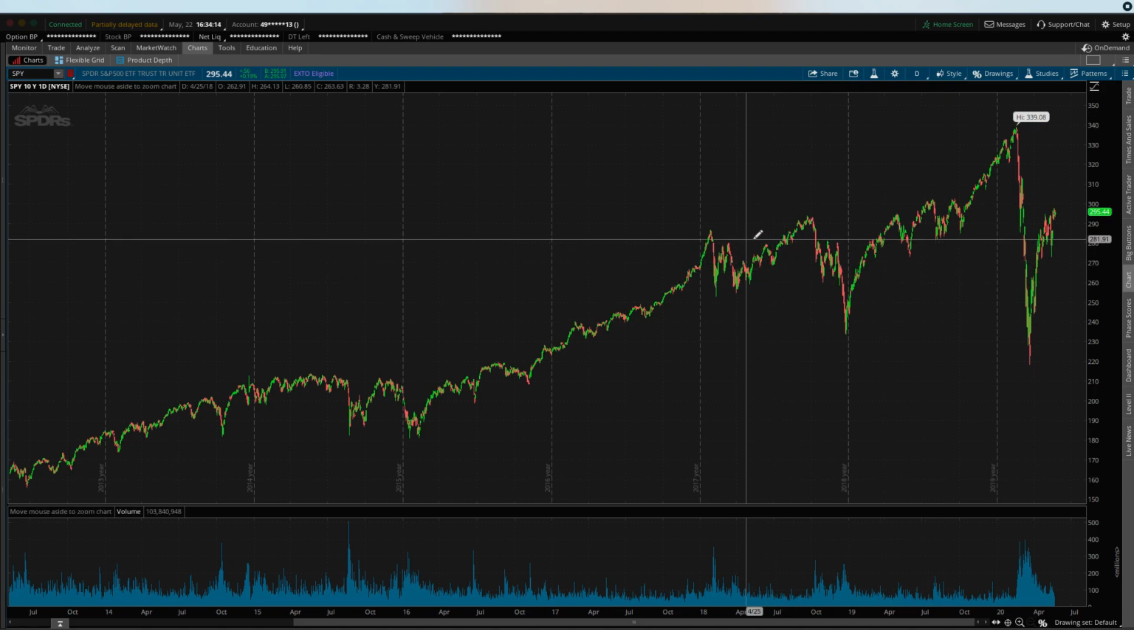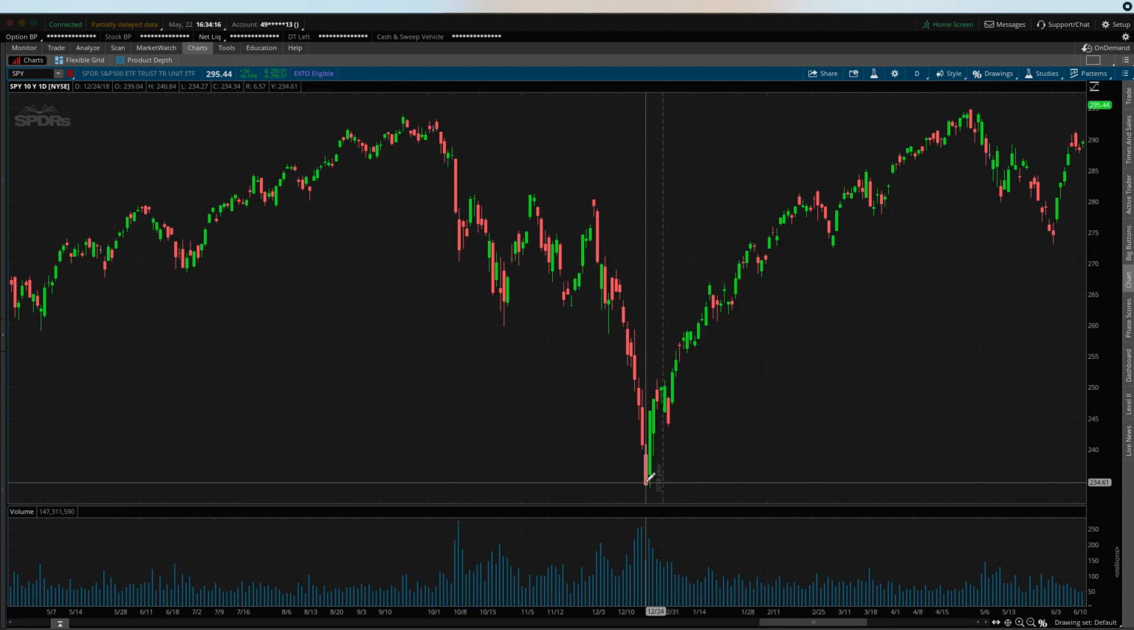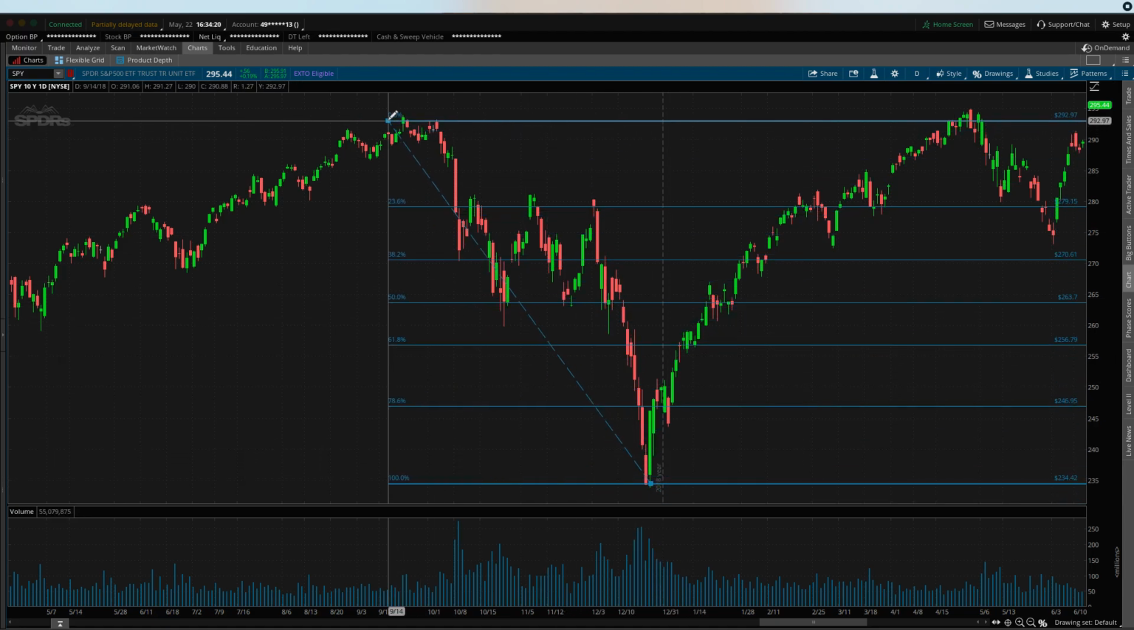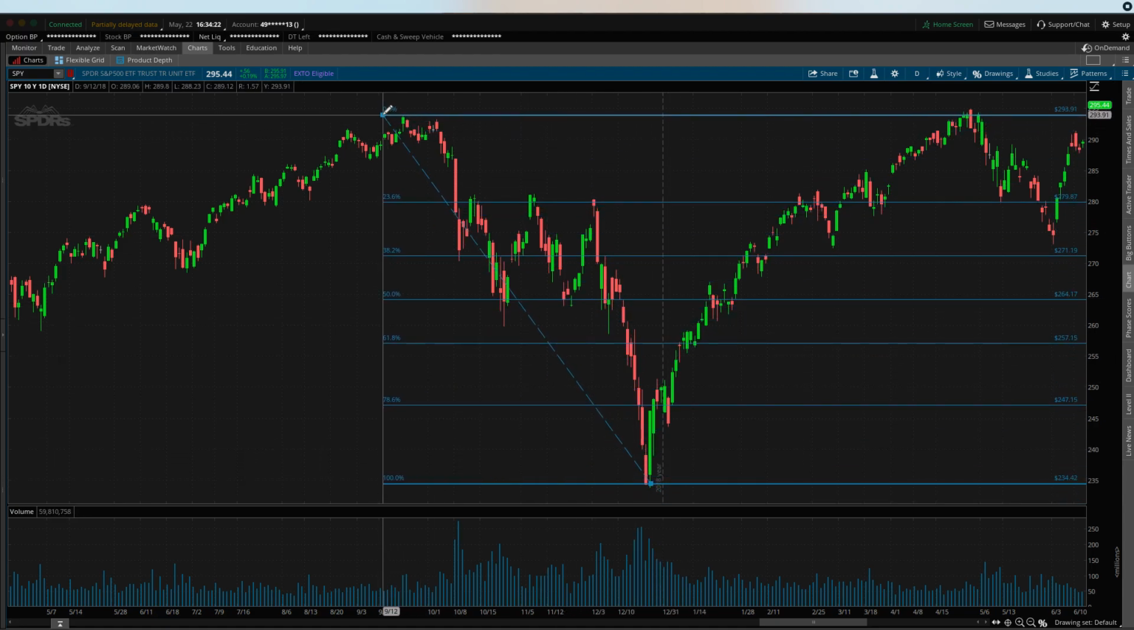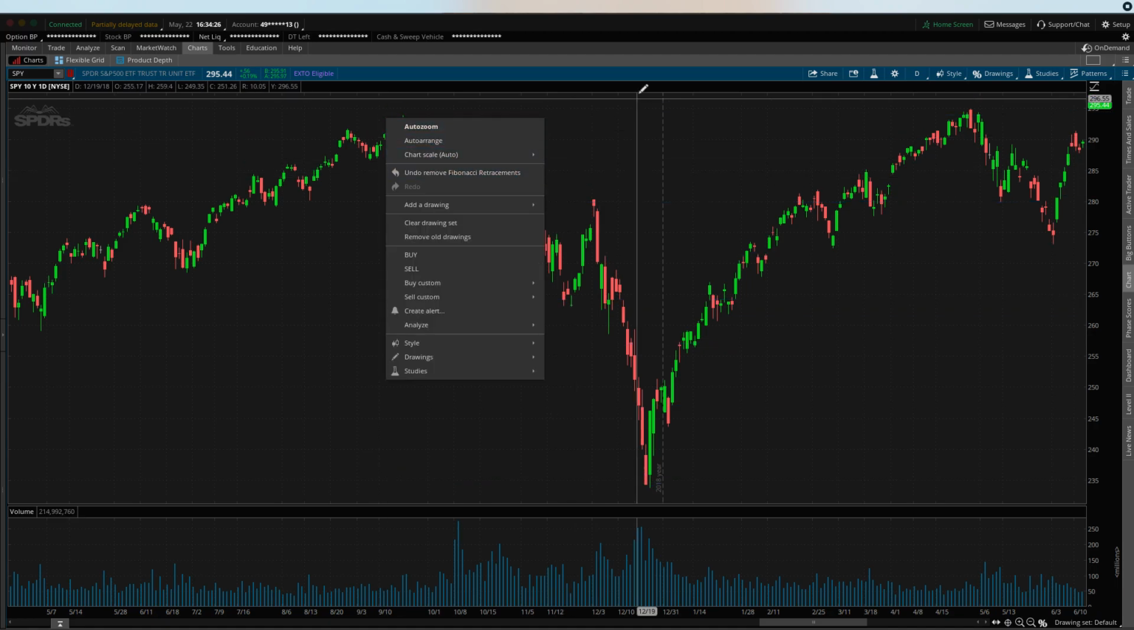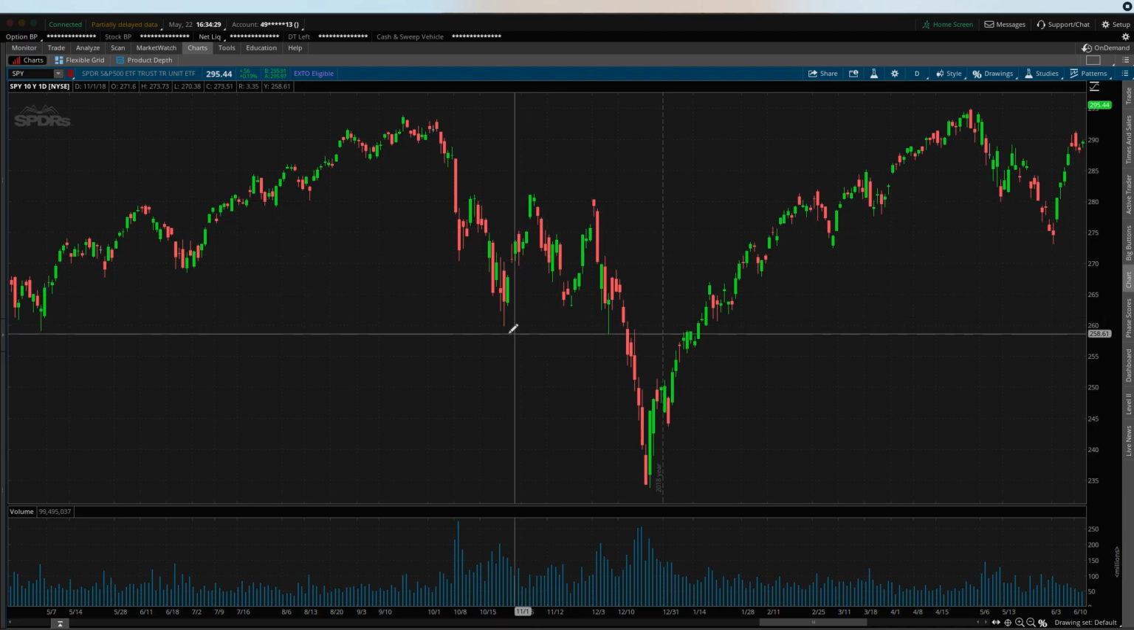So again, this works the same way on the downside, except I'm going to go from the bottom to the top here. So you can see how we have those little retracement levels, and you can see exactly how they fell in line. So let's say that this was our retracement, and we were wondering where it was going to retrace to.